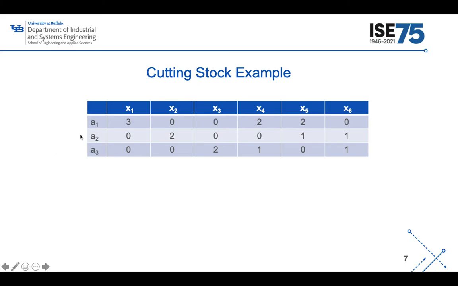Here, let's first describe the X1s. This is one pattern, X1, where we have 3 4-foot boards, 0 6-foot boards, and 0 7-foot boards. Since it's bounded by 15, if you have 3 4-foot boards, then you have 12 feet used, and you can't make a 6-foot or 7-foot board. And same idea here, 2 of 6-foot, 2 of 7-foot, and so on.